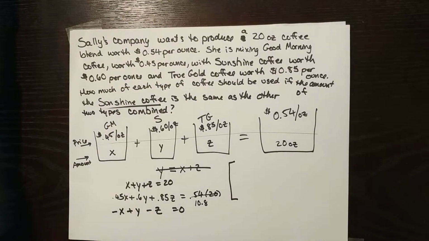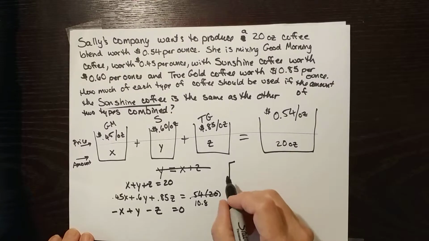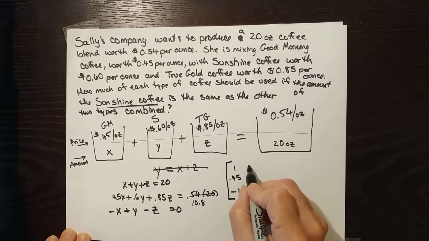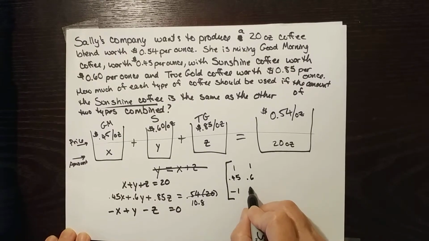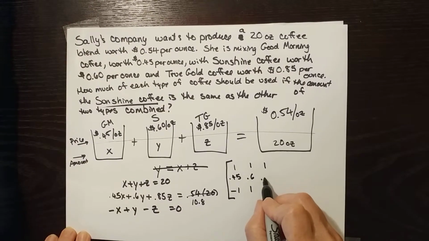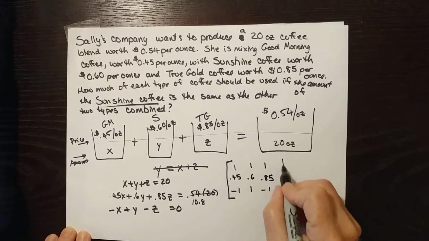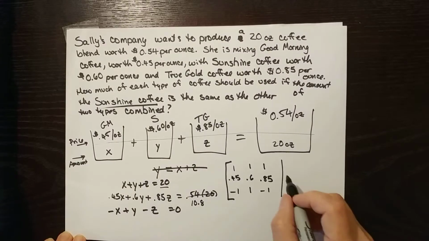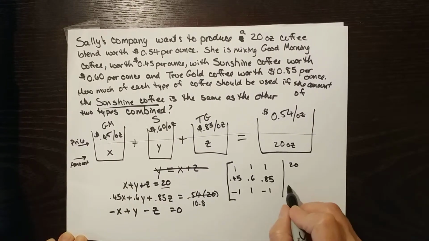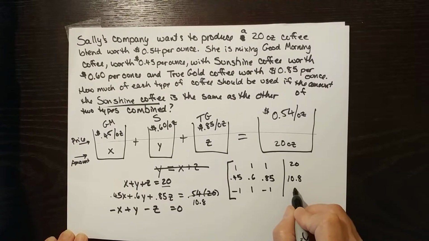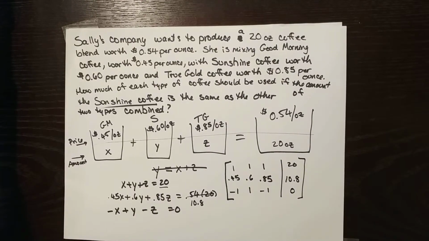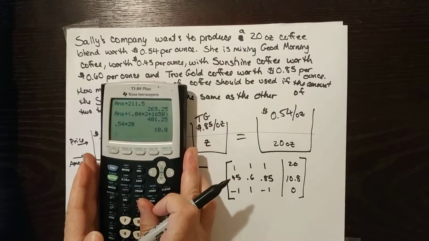So I'm going to augment my matrix with the extra column. So I'm going to put 1, 1, 1, then 0.45, 0.6, 0.85, then negative 1, 1, negative 1, and then I'm going to augment this with my solutions matrix, which is 20, 10.8, and then 0. Now I'm going to enter this 3 by 4 matrix into my calculator, and I'm going to push the RREF button. So let me do that.